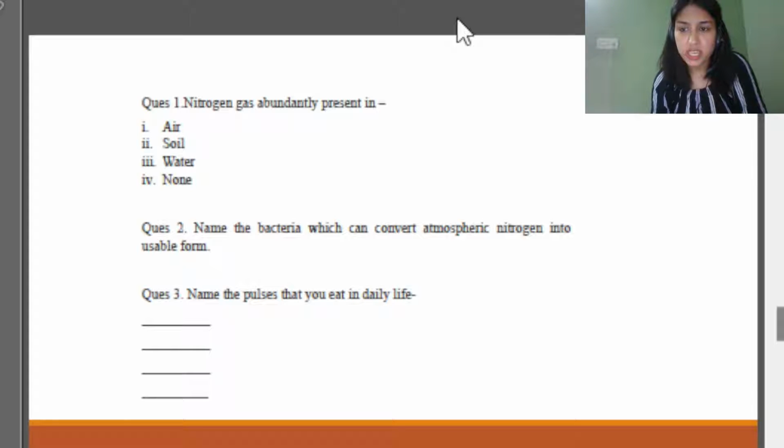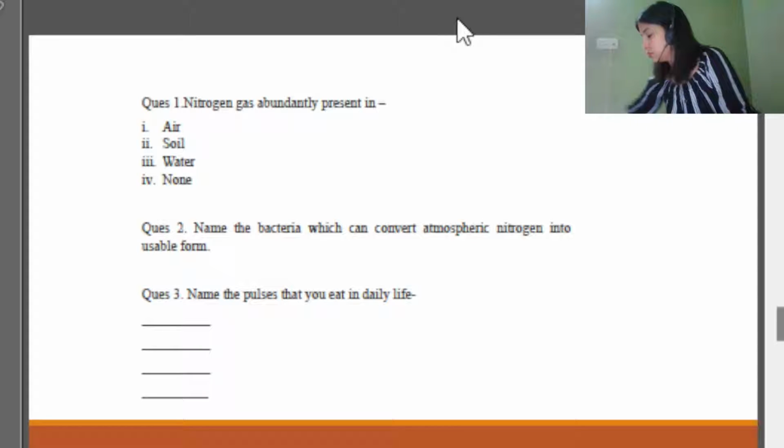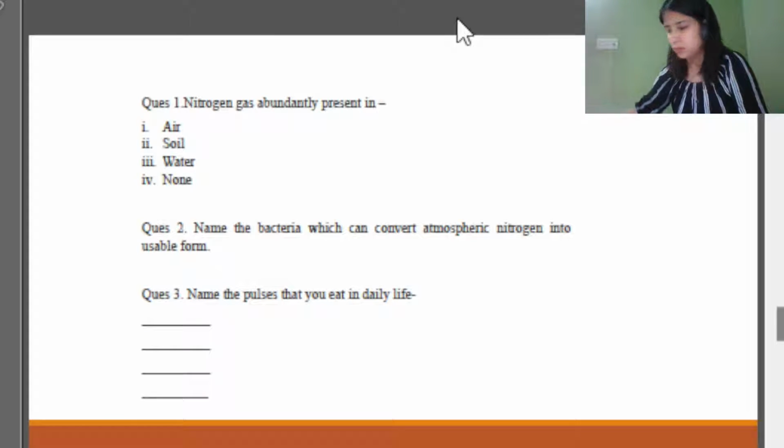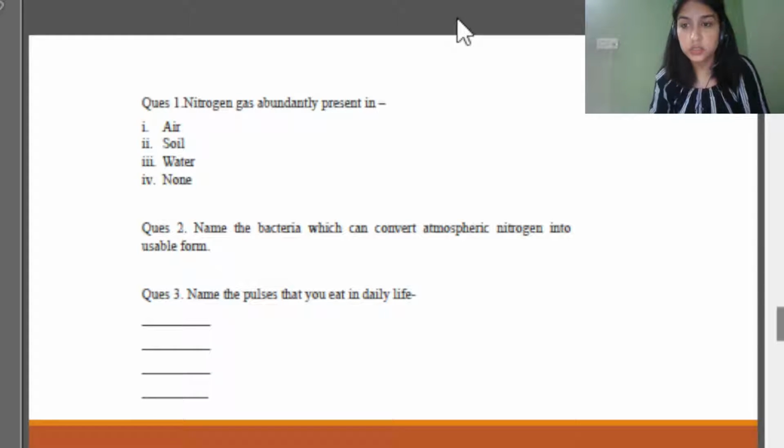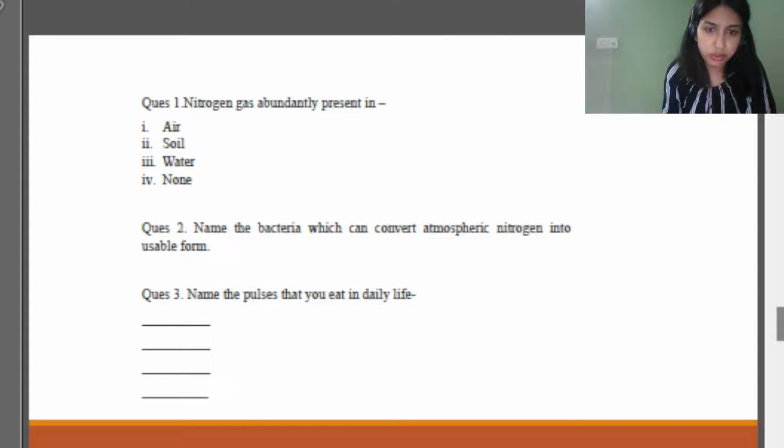Now, name the pulses that you eat in your daily life. I'll give you 10 seconds. You can write your responses in the comment section below. Yes, very good students. Peas, kidney beans, that is rajma, moong dal, gram, these are the legumes or pulses. Very good students. So we'll be moving forward.